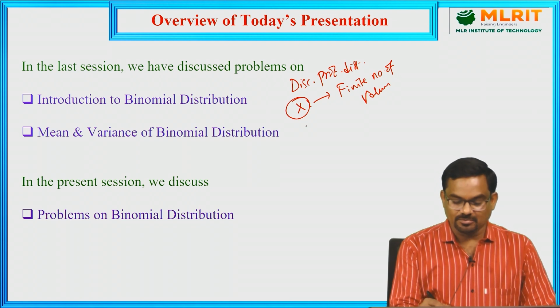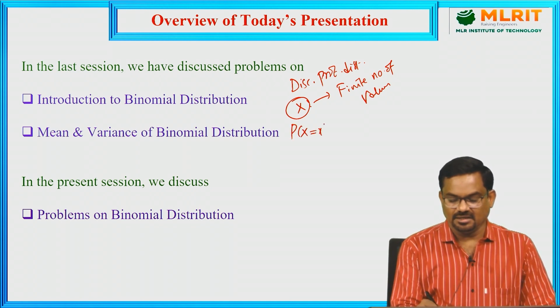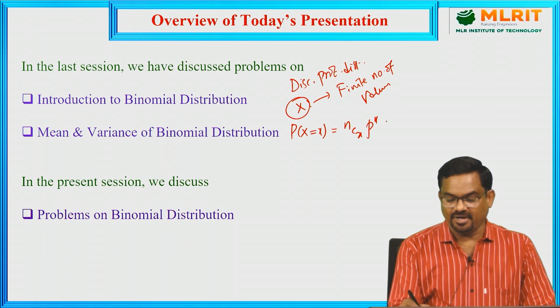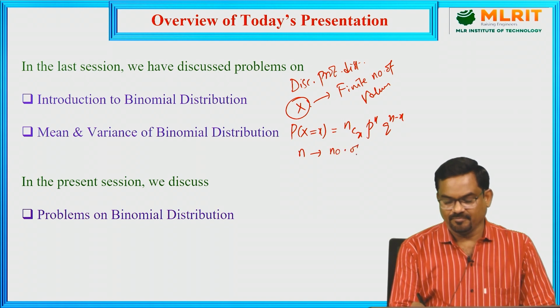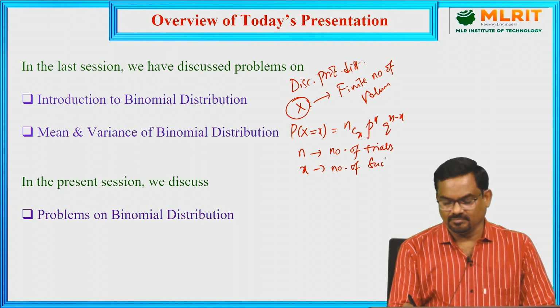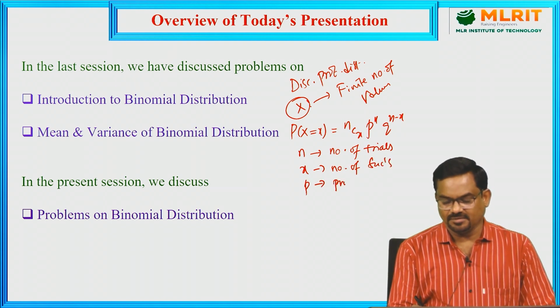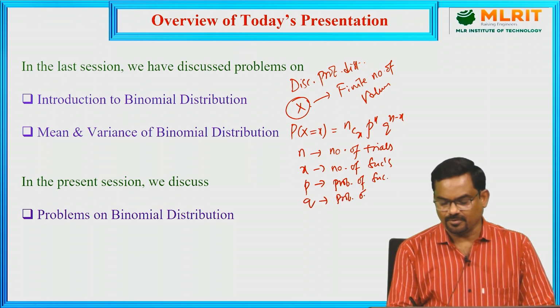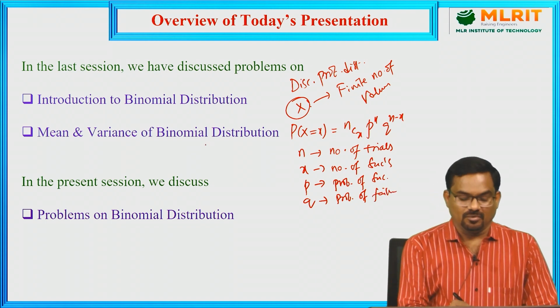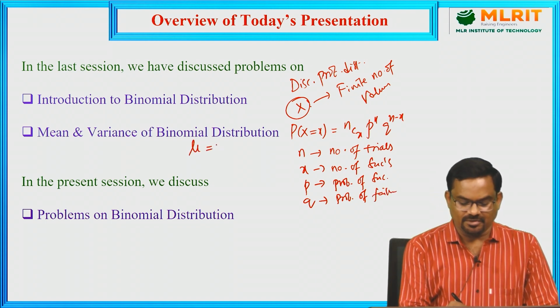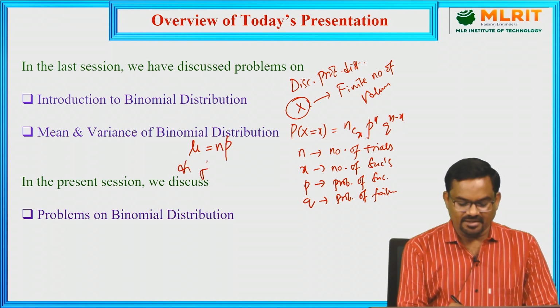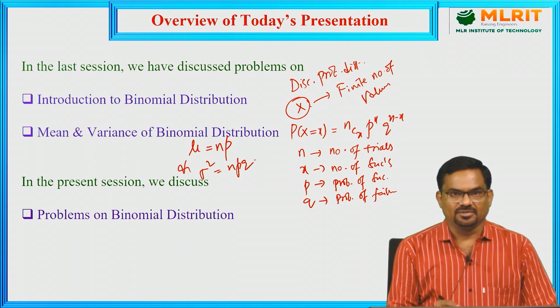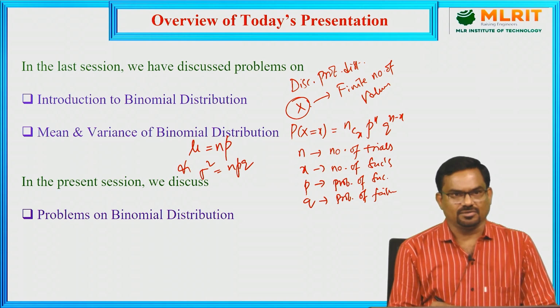And in binomial distribution, the probability of x successes is given by nCx p power x q power n minus x, where n is the number of trials, x number of successes, p probability of success, and q the probability of failure. And also we have derived the mean of binomial distribution as mu equal to np and variance sigma square is npq. So in the last session we have derived these two values also.